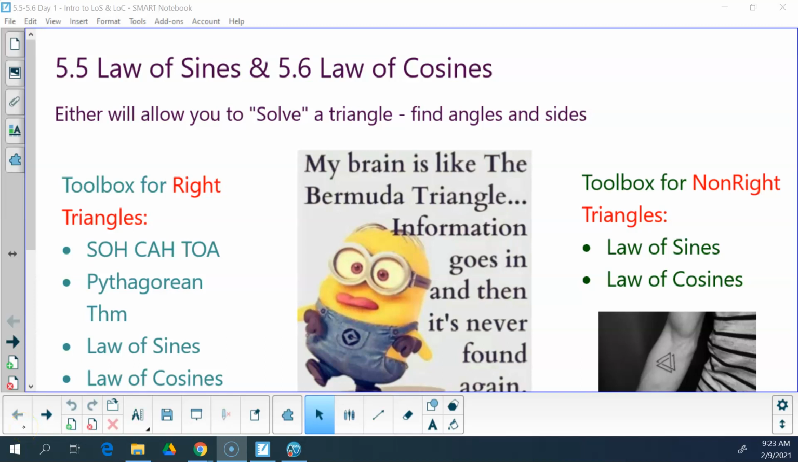Installing some software somewhere. All right. So we're going to talk law of sines and law of cosines today.